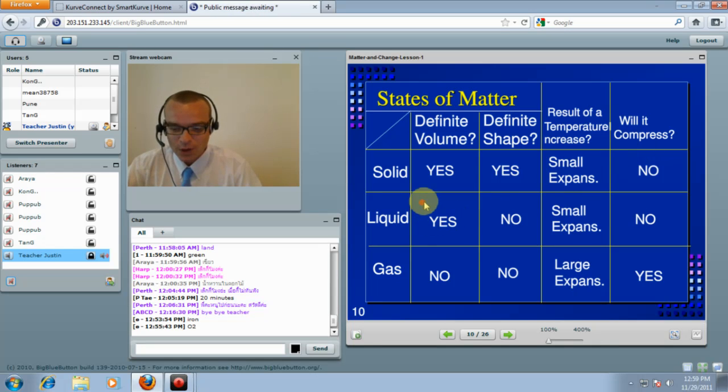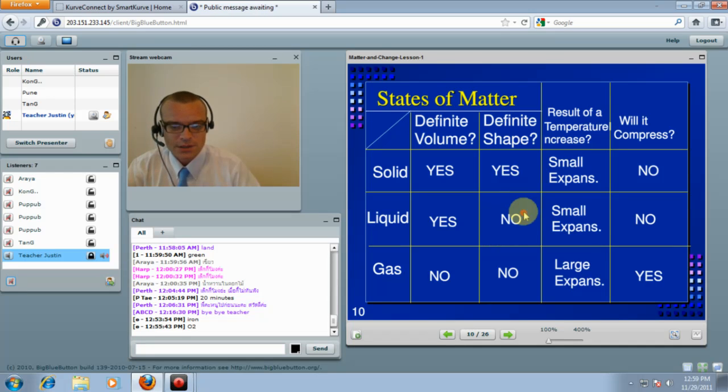A liquid, again, definite volume. Volume doesn't change unless. So you pour your water into a jug, the volume is exactly the same. It doesn't change unless you spill some, of course. Definite shape. Does the shape stay the same? As we said before, no, it doesn't, does it? It becomes the shape of the jug if you pour it into the jug.